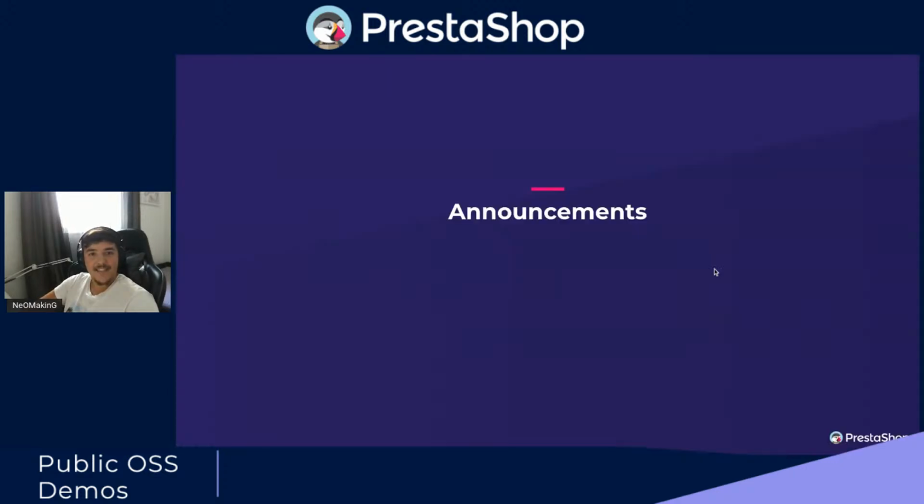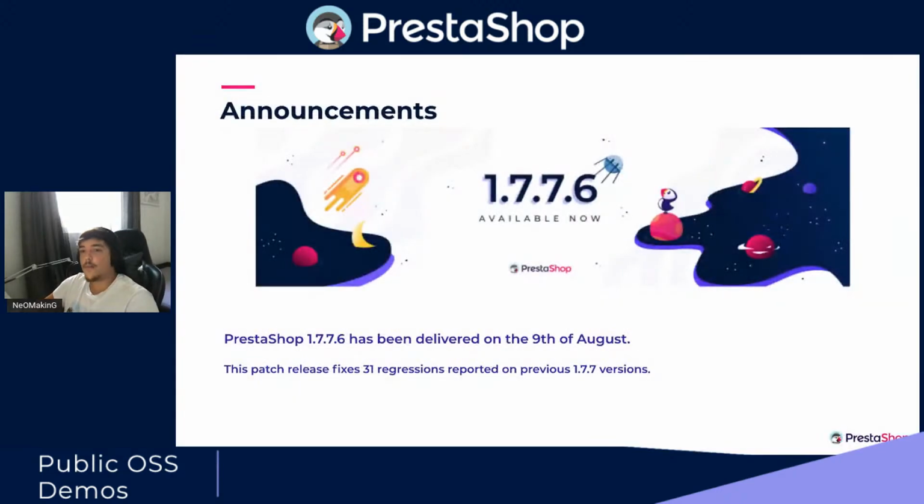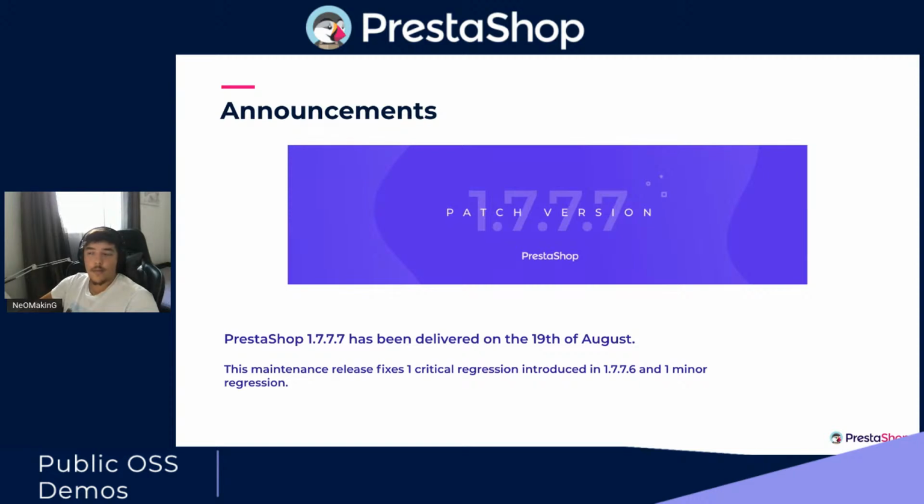That's it. So first, two announcements. One is that version 1.7.7.6 has been delivered on the 9th of August, and it fixes 31 regressions reported on 1.7.7 versions. The second announcement is that patch 1.7.7.7 has been delivered on the 19th of August, and it fixes one critical regression introduced in 1.7.7.6 and one minor regression.